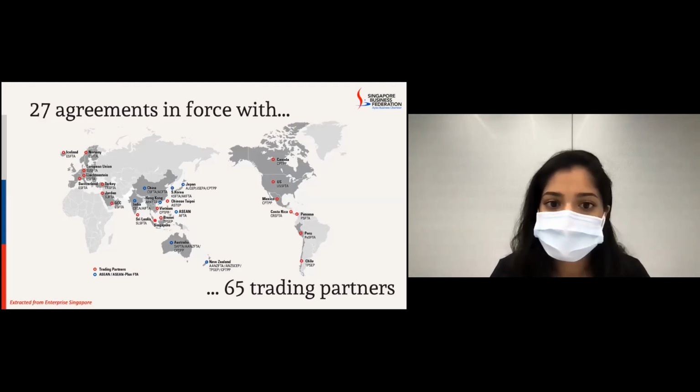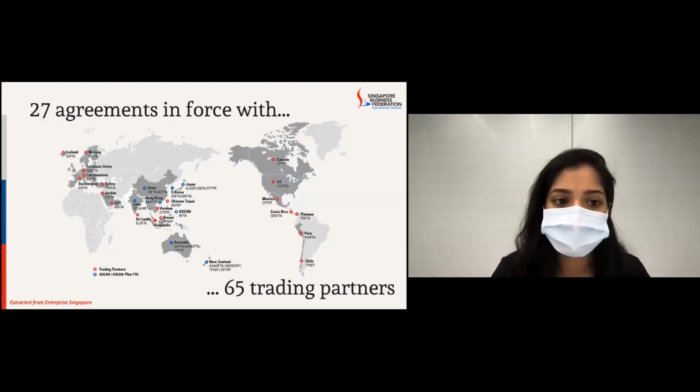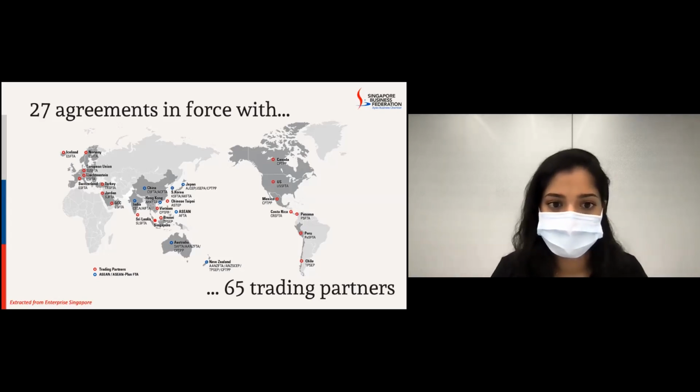We currently have 27 FTAs or EPAs, which stand for Economic Partnership Agreements, enforced with 65 trading partners. The dark gray areas in this image highlight the markets that Singapore has negotiated trade agreements with.